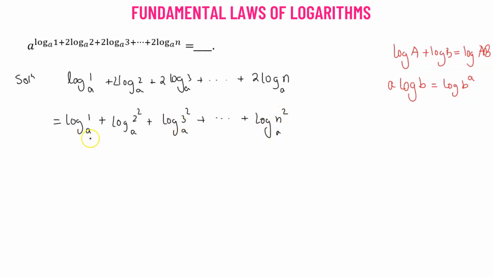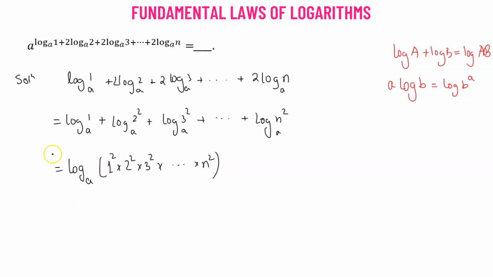Now we can successfully add our logarithm terms, because all of the logarithms have a coefficient of 1. So let's apply the property. This will give us log with the base of a of 1 multiplied to 2 squared multiplied to 3 squared times all the way up to n squared. Here, 1 can also be written as 1 squared. It will mean the same thing.